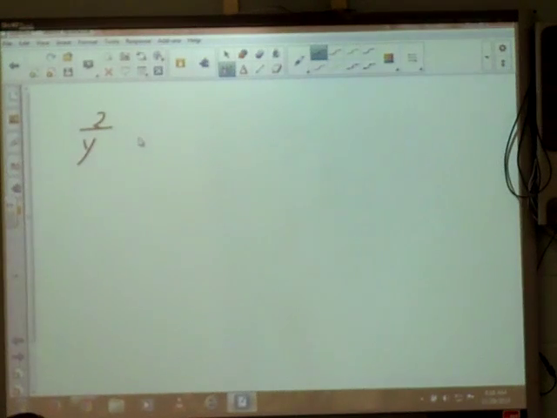2 over y minus 1 over y plus 4. Okay, we stretched it a step here because the term on the right has a binomial on the bottom. We're eventually going to get to binomials and trinomials on both of them.